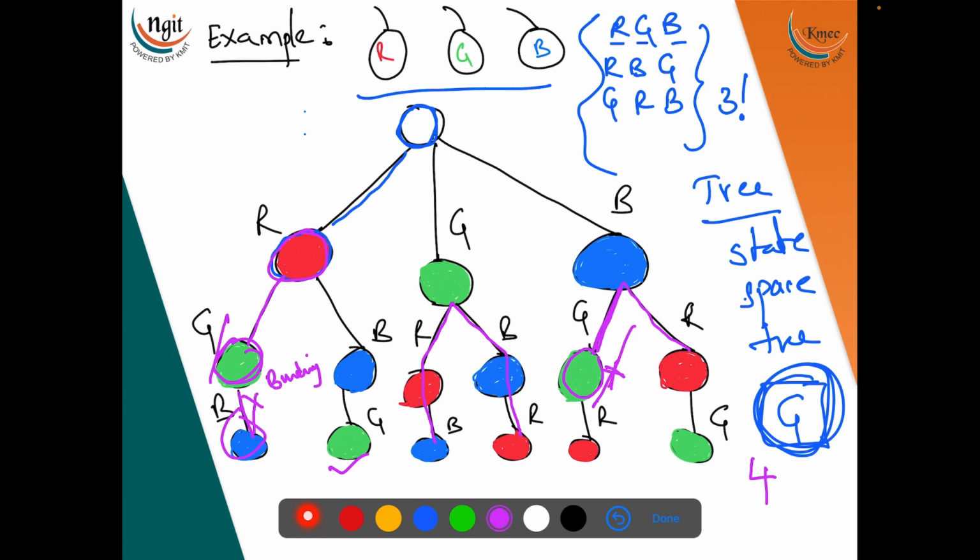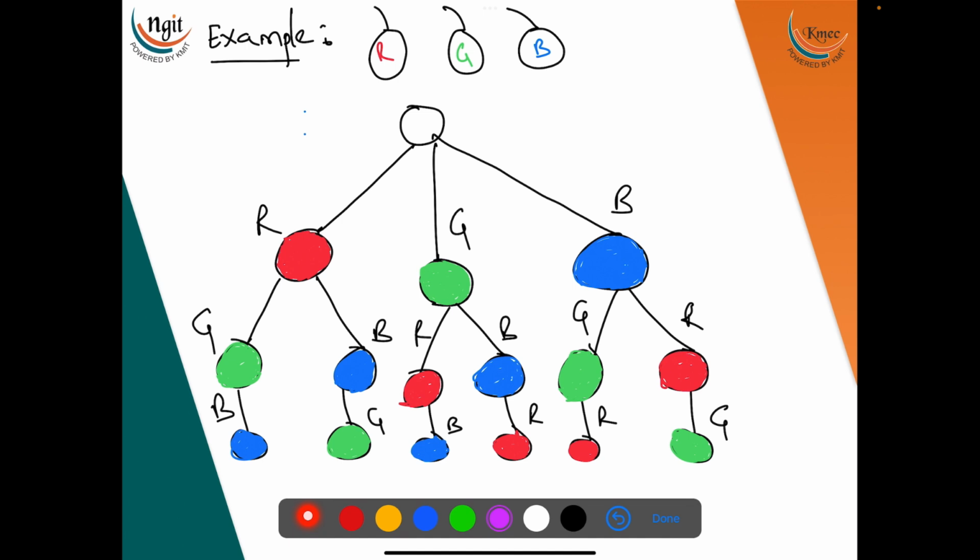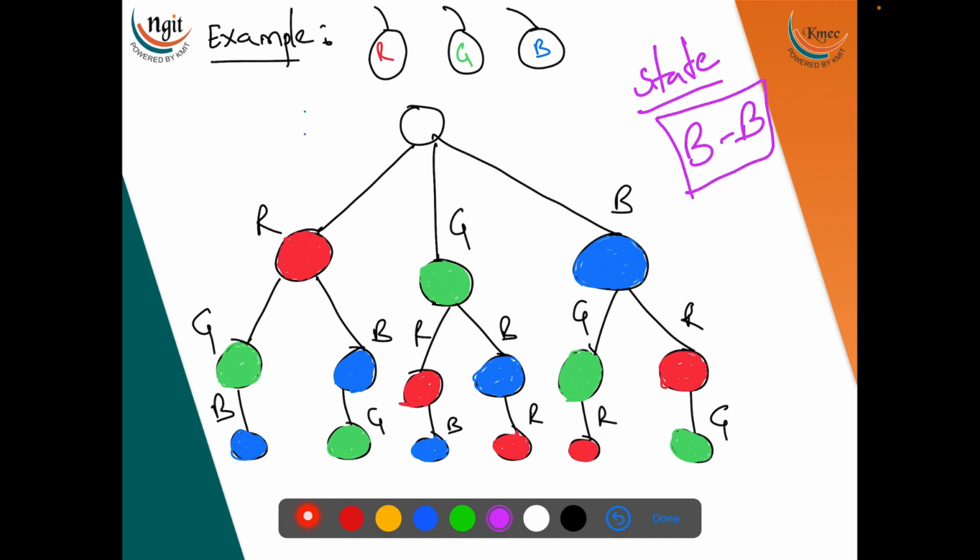Now, when we talked about the state space tree, there is one more technique which uses the state space tree, and that is branch and bound. Branch and bound is also one of the algorithm techniques to implement computational problems. What are the main differences between backtracking and branch and bound? Both follow state space tree generation. Both generate a state space tree.